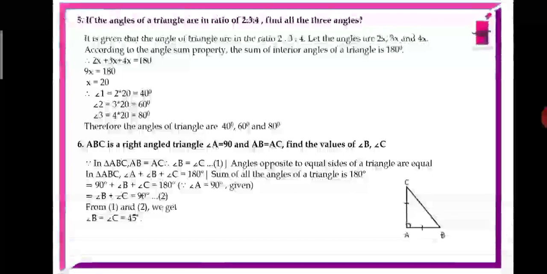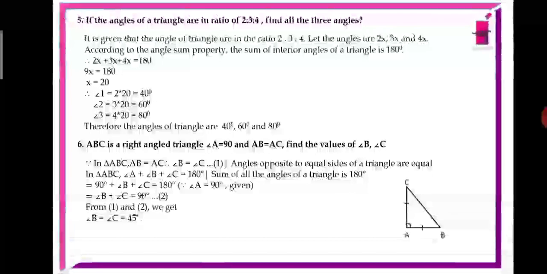then we can say that angles opposite to equal sides of a triangle are equal. So in triangle ABC, AB equal to AC, therefore angle B equal to angle C, angles opposite to equal sides of a triangle are equal.